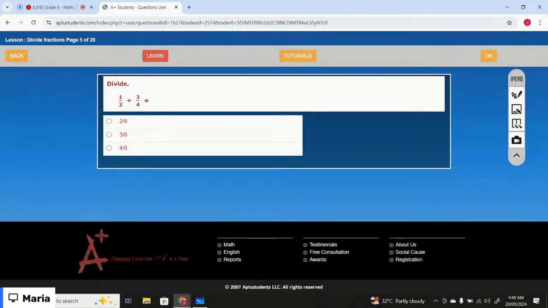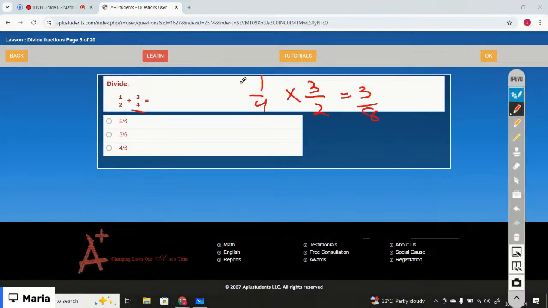Okay. The next one is 1 by 2 divided by 3 by 4. So just change the division sign to multiplication and reciprocal the term after, right? That is 2 times 1 is 2, 2 times 2 is 4. So 2 over 3 it is. Okay, you can complete the lesson by yourself later today.